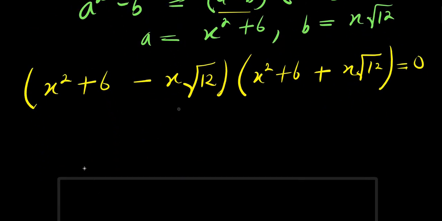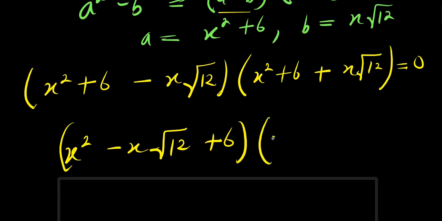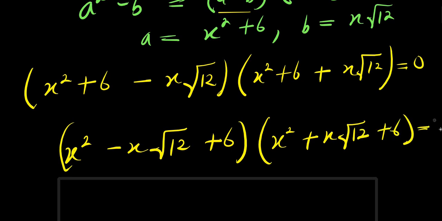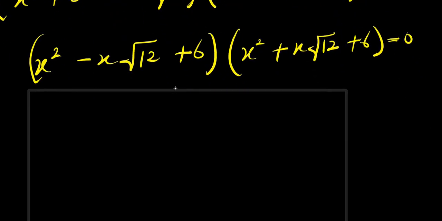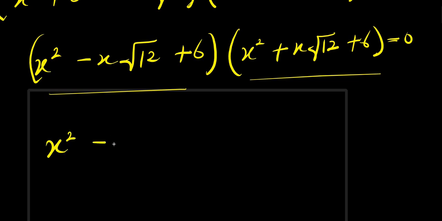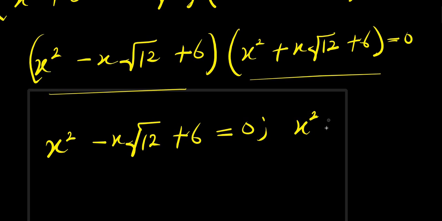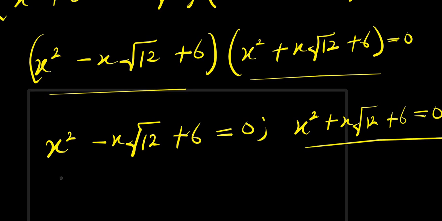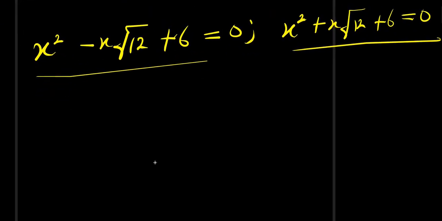So we can rearrange this. We can have x squared minus x times root 12 plus 6. Then also here we have x squared plus x times root 12 plus 6 equals 0. So to solve, we equate this and this to 0. So we have x squared minus x times root 12 plus 6 equals 0. We solve this one also. We are also going to have x squared plus x times root 12 plus 6 equals 0. We also need to solve these separate quadratic equations.